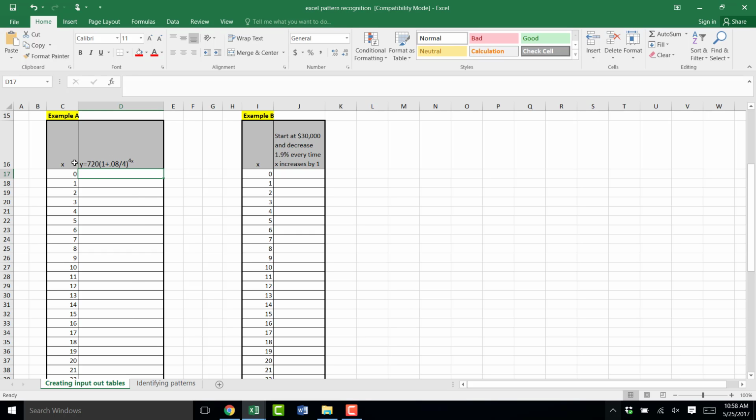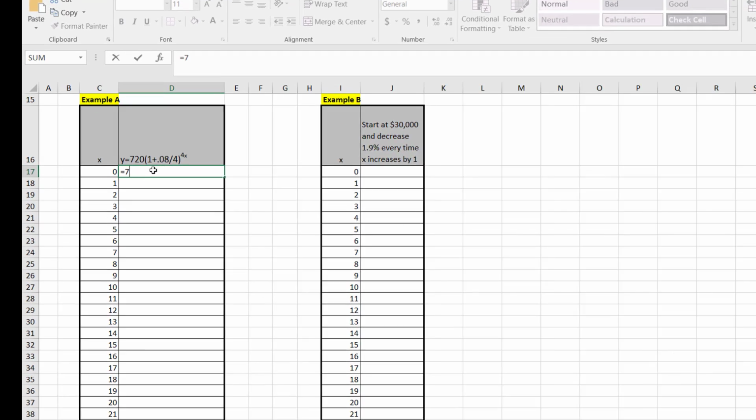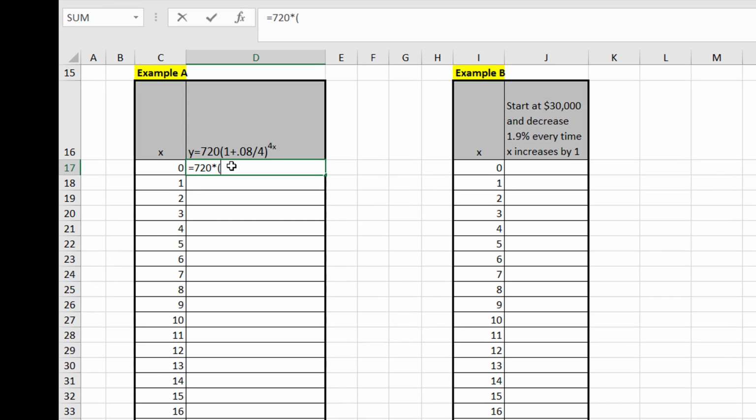We have input x's that go 0, 1, 2, 3, and up. And the y is equal to 720 times (1 plus 0.08 over 4), all raised to the 4 times x. So here in cell D17, I put my cursor. I want this cell to equal, remember you start your cells with an equal sign to write a formula, equals 720 times, parentheses, 1 plus 0.08 over 4, parentheses, and we're going to raise this to the 4 times x.